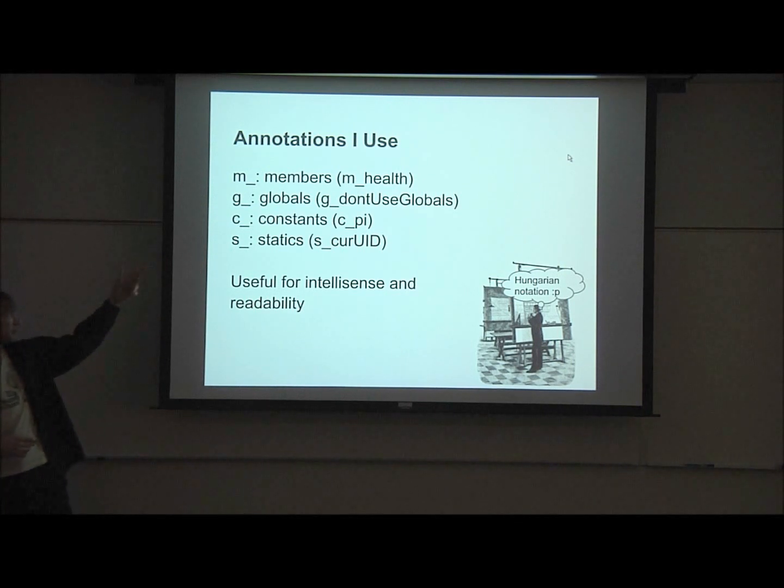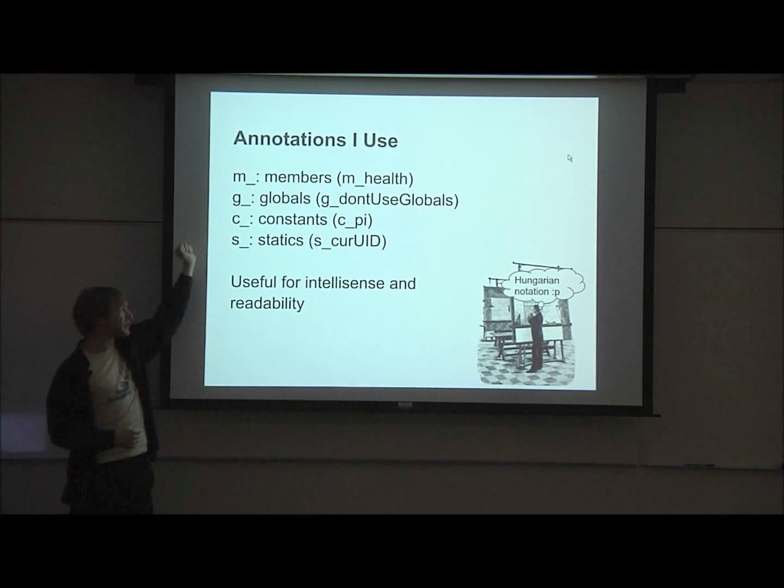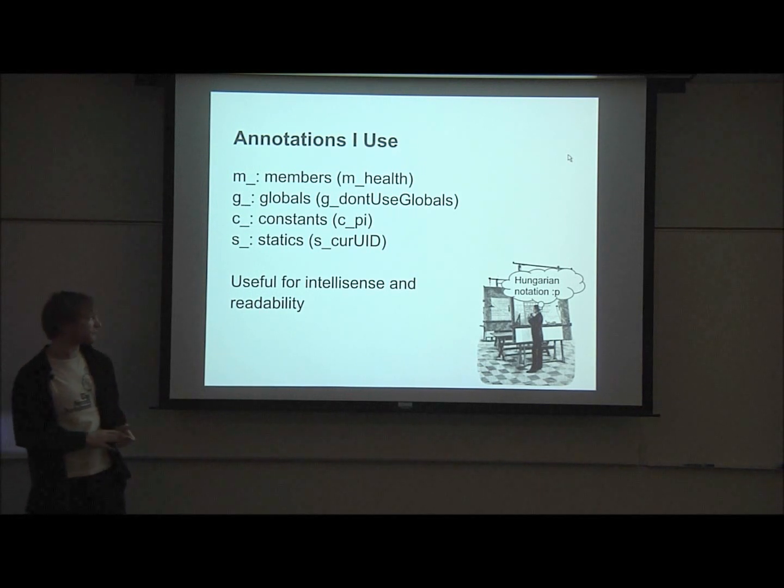But I do use these. So before members and classes, I put m underscore. Globals get g underscore, though I don't like to use globals, so we don't see that very often. Constants like pi, other things that just never change, get c underscore. And statics get us underscore.